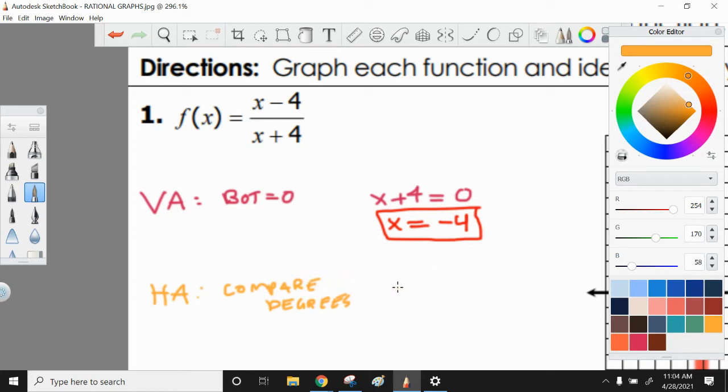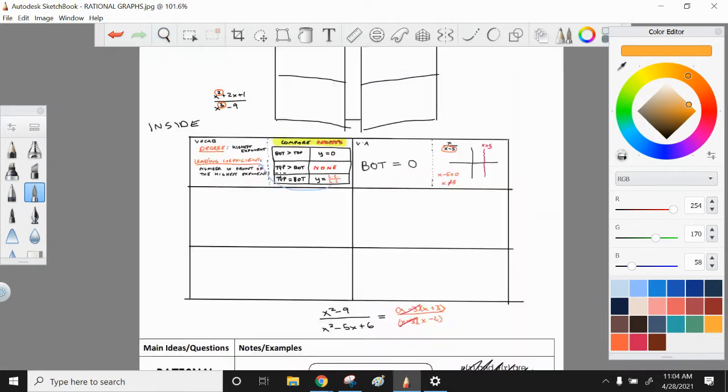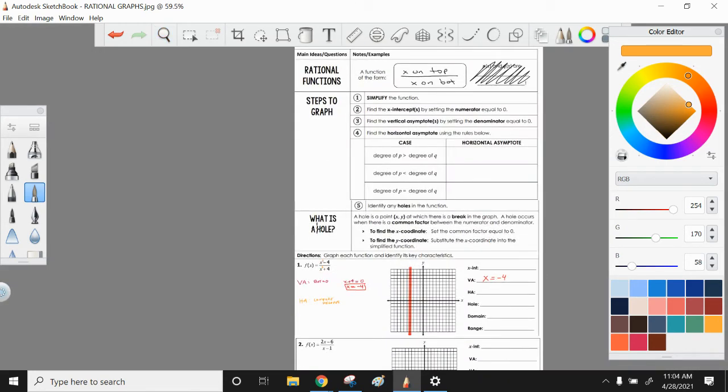So what is the degree on the top? Just a 1, right? It's kind of like an invisible 1, but it's just a 1. What is the degree on the bottom? Also a 1. And now compare them. Which one's bigger? Well, Mr. Collier, duh, they're both the same, okay? So let's go back up here. What do we do if they're both the same? We make a fraction of the leading coefficient divided by the leading coefficient.